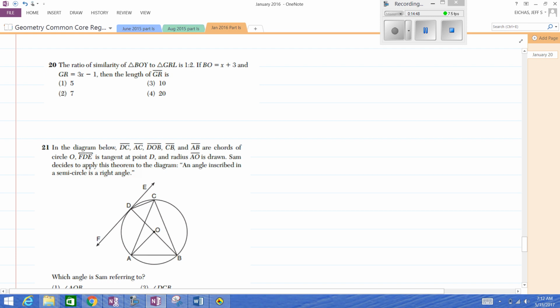All right, similarity of triangle BOY. Okay, so we've got 2 similar triangles. And I think they're trying to say the ratio of the sides is 1 to 2. All right, now BO, right, that's the side on the smaller. So I think what we're going to do is, again, proportions are my favorite for this type of problem. So I'm going to say, all right, the ratio of BOY to GRL is 1 to 2. So take a side off of this, right?